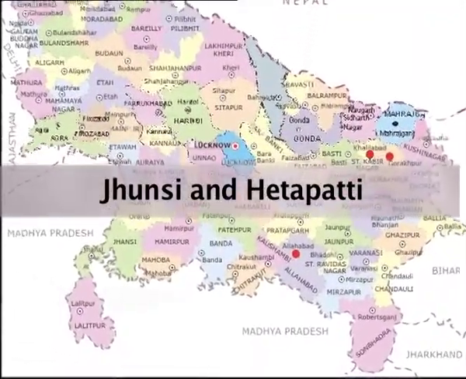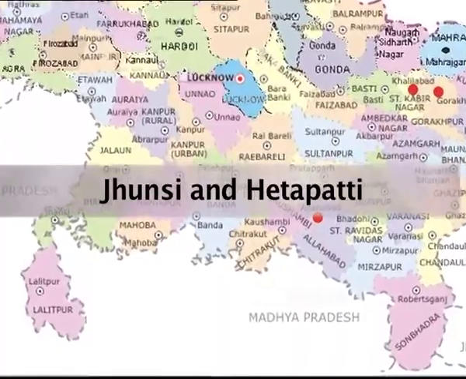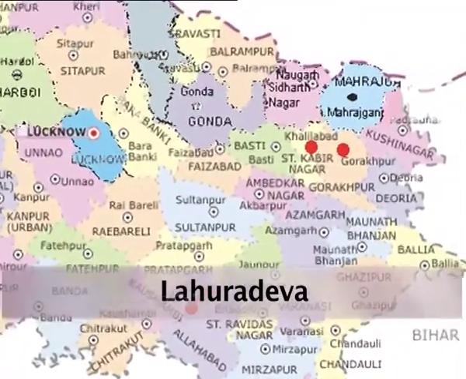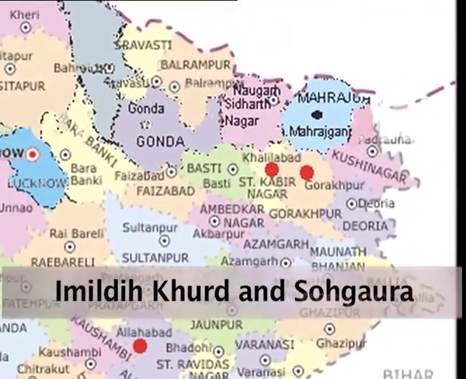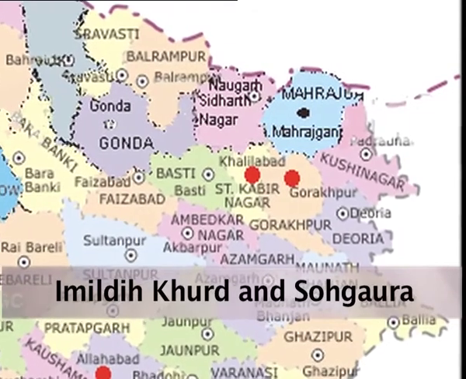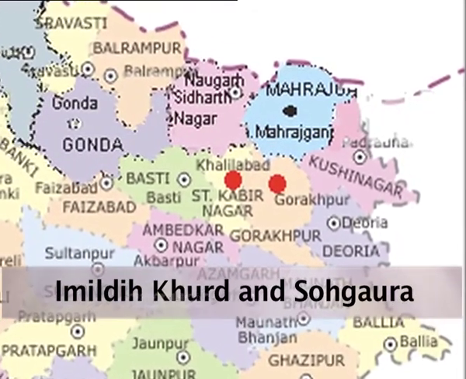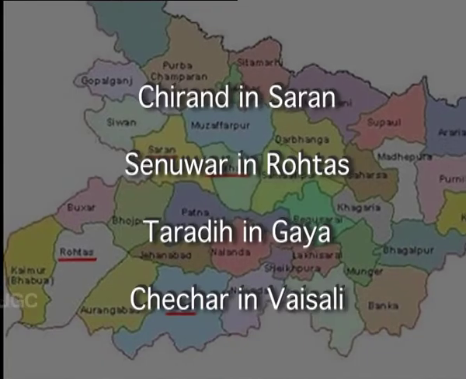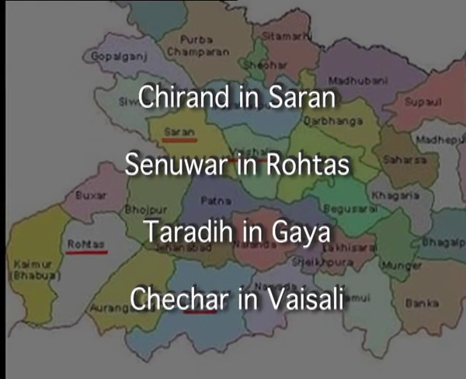Now here, which are the most important sites? Again, there are hundreds of sites. A few have been taken up for excavation. Among these, I would like to mention Jhusi and Hetapatti in the Allahabad district. Then Lahura Deva, a very, very important site in Sant Kabir Nagar district. Then Imlidih Khurd and Sohgaura in Gorakhpur district. All of these are falling in Uttar Pradesh. And in Bihar, we are finding a lot of these sites. We have Chirand, Senuwar, Taradih and Chechar.